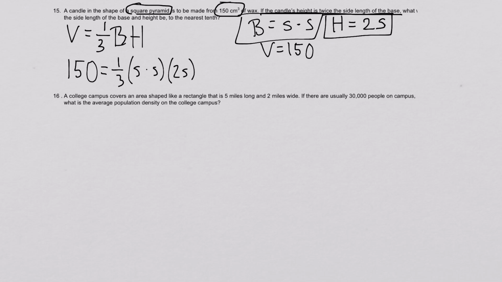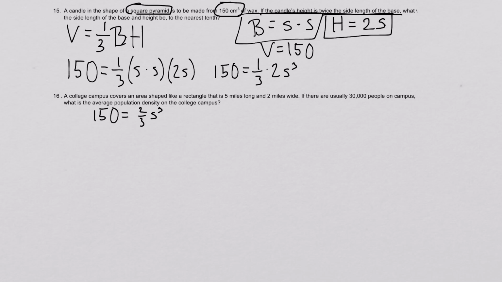Okay, so let's do this. 150 is equal to 1/3 S times 2S, which is going to be 2S cubed. So let's simplify that down a little more. I'm going to continue working down here, and I'll erase it after when I'm working on number 16. 150 is equal to 1/3 times 2, which is 2/3 S cubed.